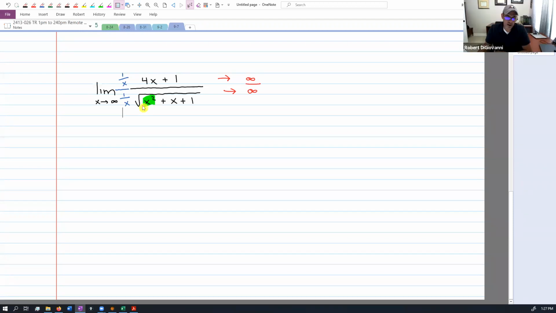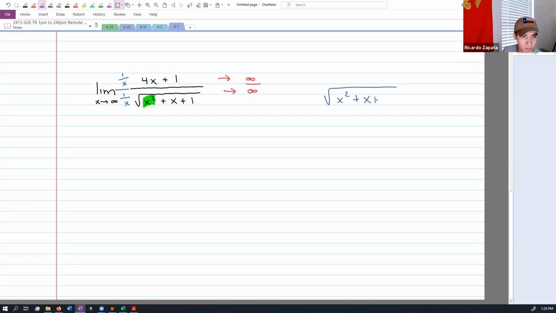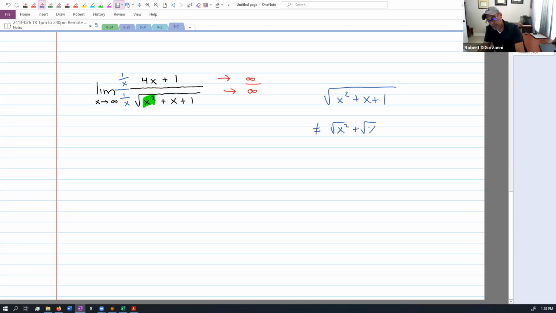Yes, I agree. Radical x squared is x, but when it comes to a radical here, you can't do these individually, right? Like the square root of x squared plus x plus 1 is not equal to the square root of x squared plus the square root of x plus the square root of 1. That's not the same, right? So you can't do this. You're not wrong. I want to make sure this is the point I want everyone to be aware of.